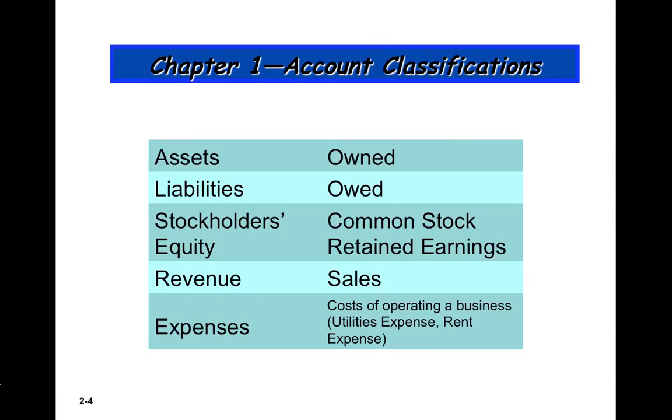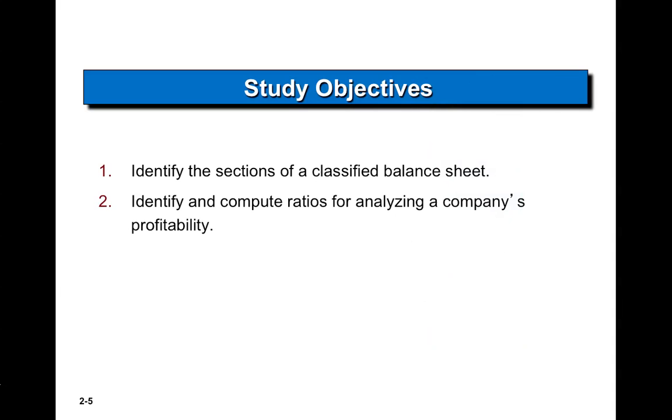Another thing we learned in Chapter 1 was the account classifications. There are 5 of them. The first one are assets, which are things that we own. Liabilities are things we owe. Stockholders' equity are the common stock and the retained earnings. Revenue are any sales. And then we have expenses, which are the costs of operating a business, like utilities and rent. In Chapter 2, we're going to identify the sections of a classified balance sheet and identify and compute ratios for analyzing a company's profitability.